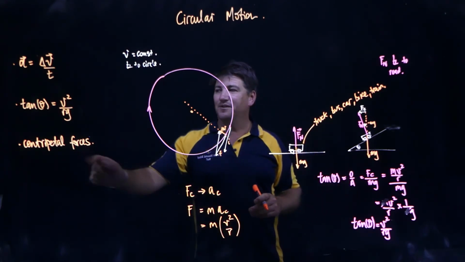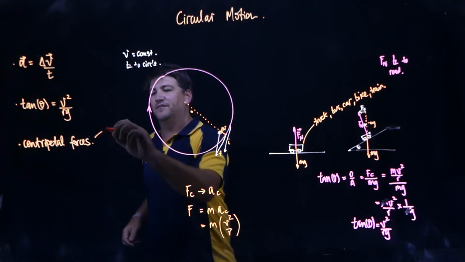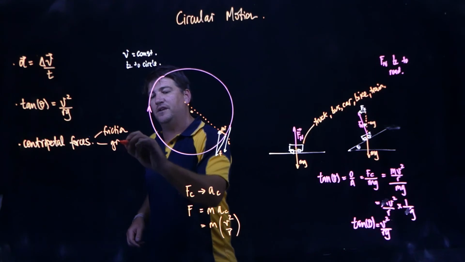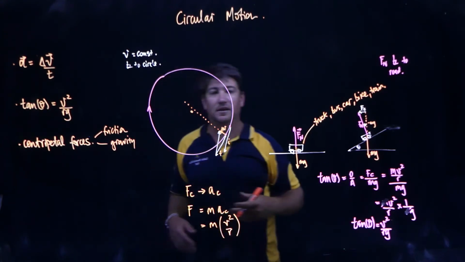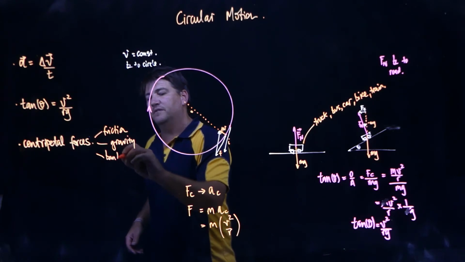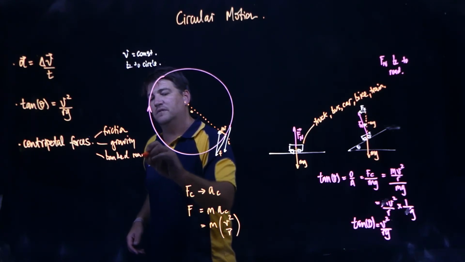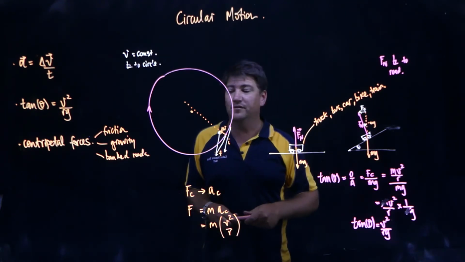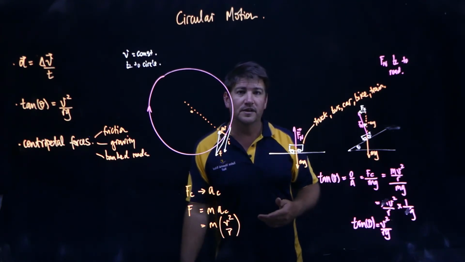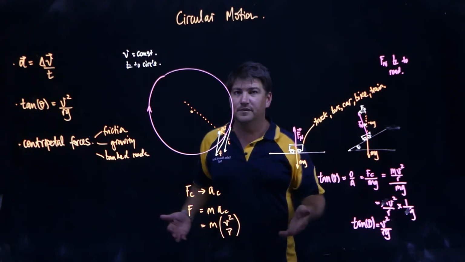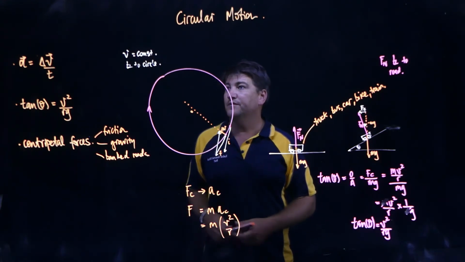Other things that may cause the centrifugal force: we've got friction, we've got gravity, so when we're keeping satellites and stuff in orbit, we've got the banked roads. A little bit later on in the course we'll talk about magnetic fields, and they also cause charged particles to go in circular motion because they're forces acting at right angles to the motion.